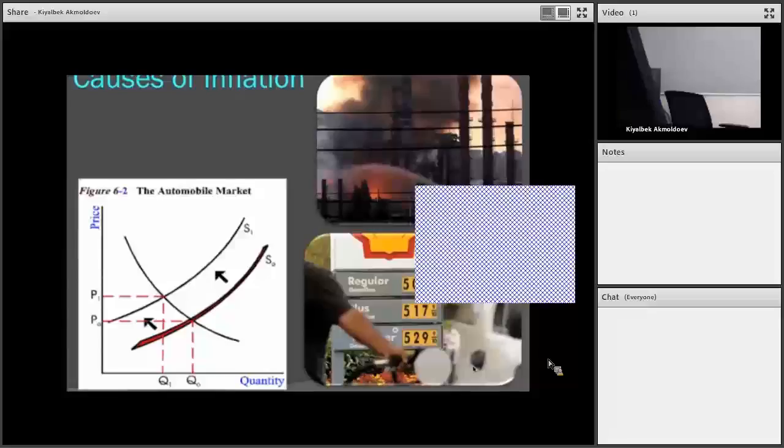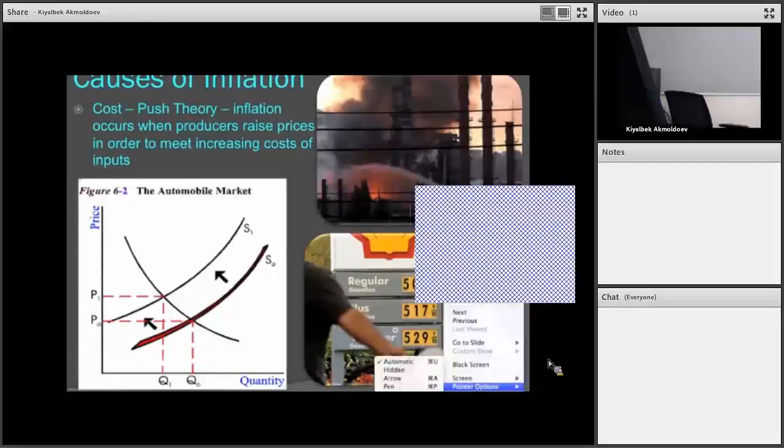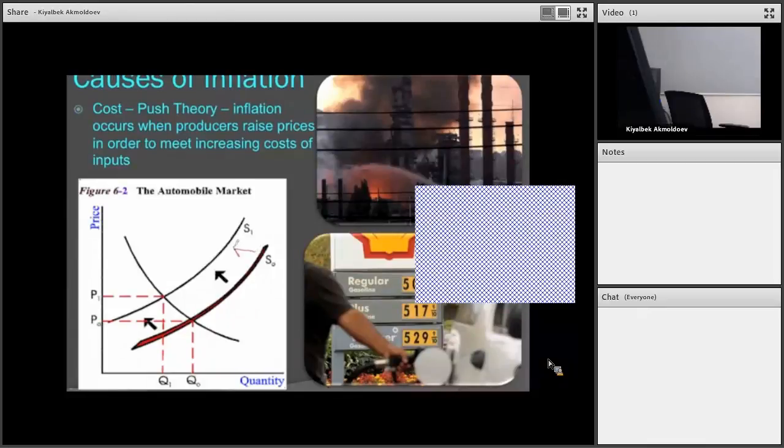The final theory to why prices go up is called the cost push theory. With the cost push theory, we're also looking at supply and demand. And if you recall from class, when the cost of running a business increases, supply will decrease. So anything that becomes more expensive for a business is going to shift the curve to the left, effectively pushing the price of products in the market up.